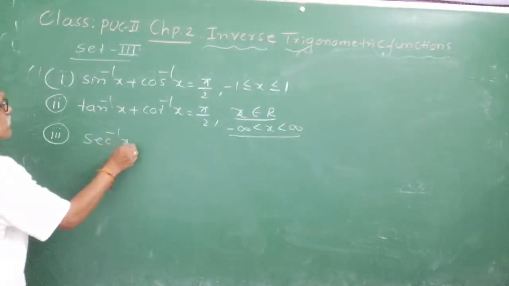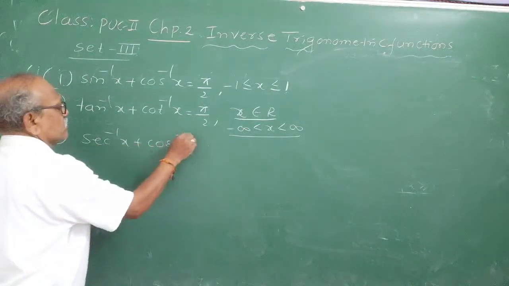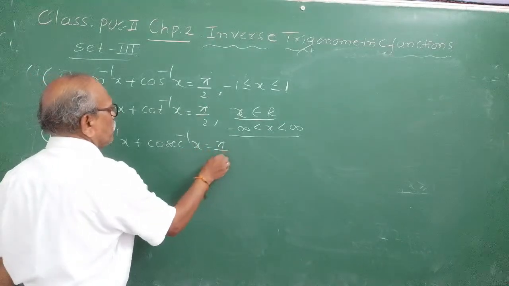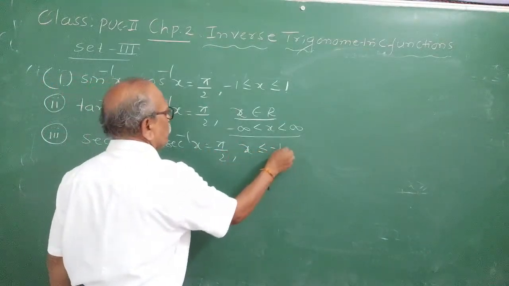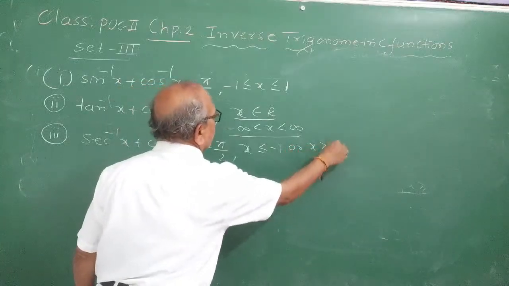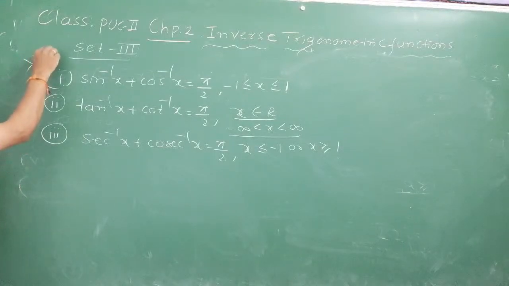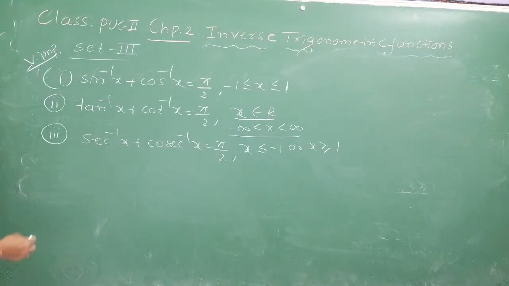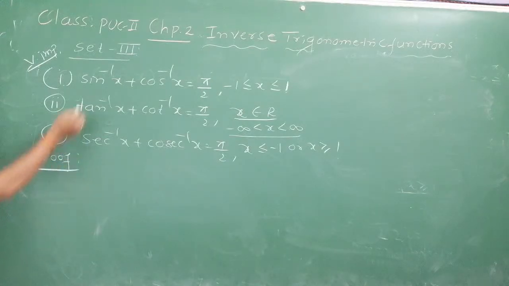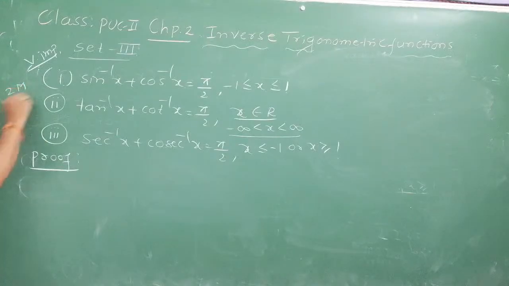Instead of writing this, you can simply write it as x belongs to R. Third one is sec inverse x plus what? Cosec inverse x. They are co-ratios, is equal to pi by 2, provided x is less than or equal to minus 1 or x is greater than or equal to 1. Very important property. Number of times we are using it. You try to solve this problem. The proof of them, I will show you. You may be asked this proof for 1 mark or 2 marks question. I will show you one by one. Okay. Let us start now.